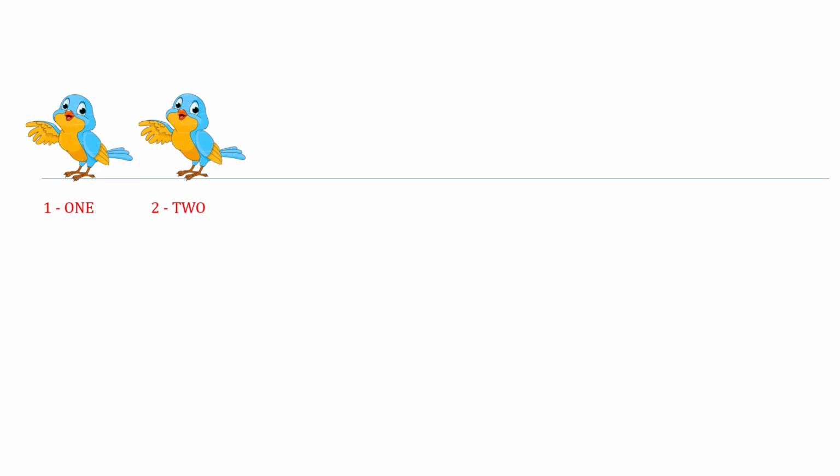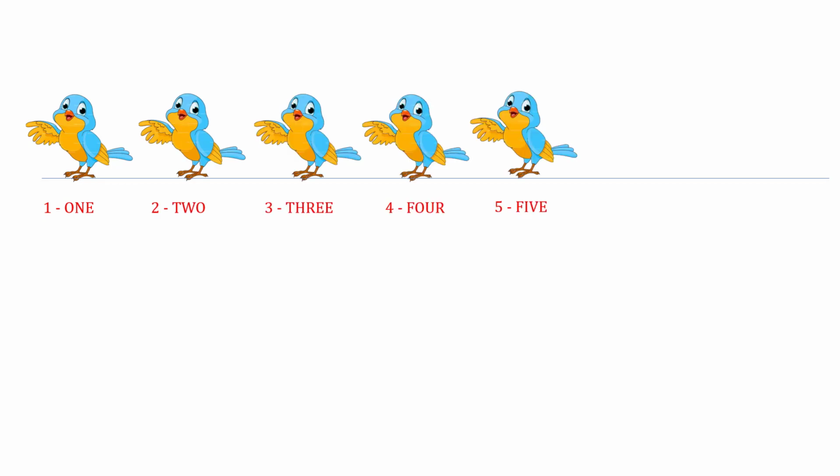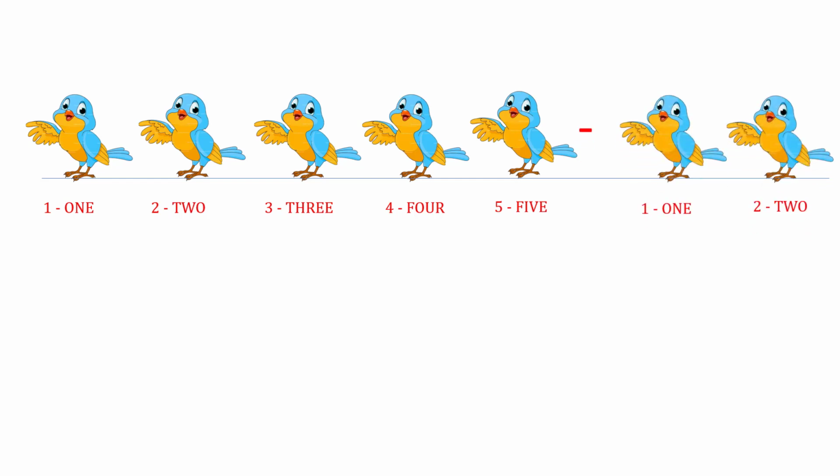Let me give you one more example for better understanding. Remember the birds on the wire? Let's see how many birds on the wire are there this time. 1, 2, 3, 4, 5. There are 5 birds on the wire and then 2 birds flew away. So there were 5 birds and 2 birds flew away. How many birds are there on the wire now?